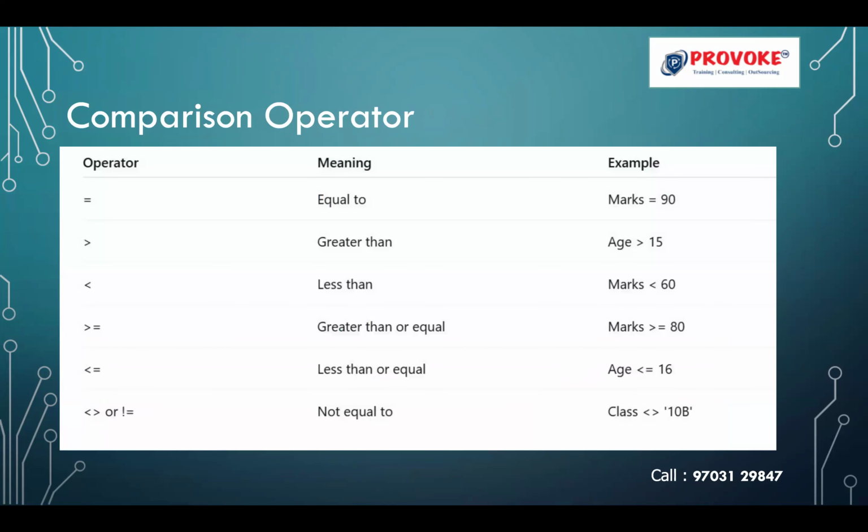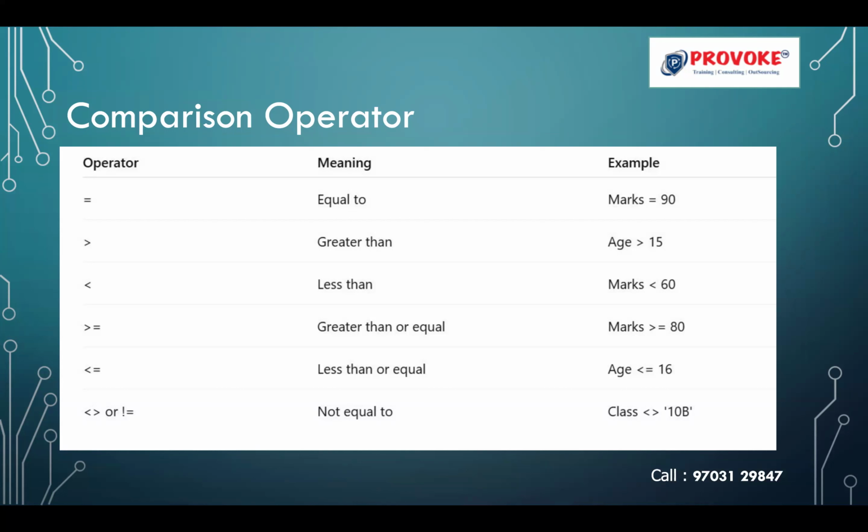Next is the comparison operator. Comparison means the relational operator. These are the basic operators that will be used in all programming languages. They will be used in conditional statements. Conditional statements means if conditions, while loops, and for loops. There you will be using these relational or comparison operators.